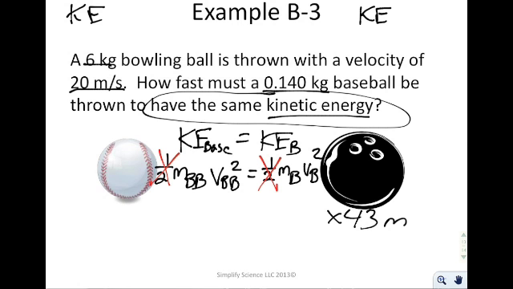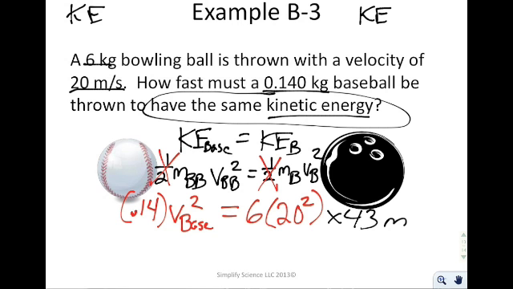You have the mass of the baseball. The mass of the baseball is 0.14 kilograms. You do not know the velocity of the baseball, which is still squared. That has to equal, on the other side, the mass of the bowling ball. The mass of the bowling ball is known, and once again the 1/2 canceled out. So you've got 6 times this 20 term squared. Okay, so now in order to solve this question, you're going to divide both sides by 0.14. Okay, because you're starting to isolate the velocity of the baseball term.